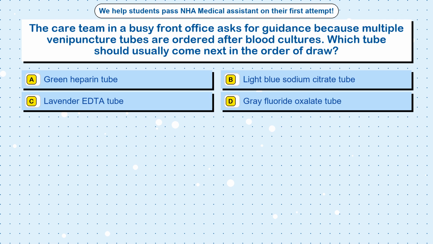Question 27. The care team in a busy front office asks for guidance because multiple venipuncture tubes are ordered after blood cultures. Which tube should usually come next in the order of draw? Option A. Green heparin tube. Option B. Light blue sodium citrate tube. Option C. Lavender EDTA tube. Option D. Gray fluoride oxalate tube.